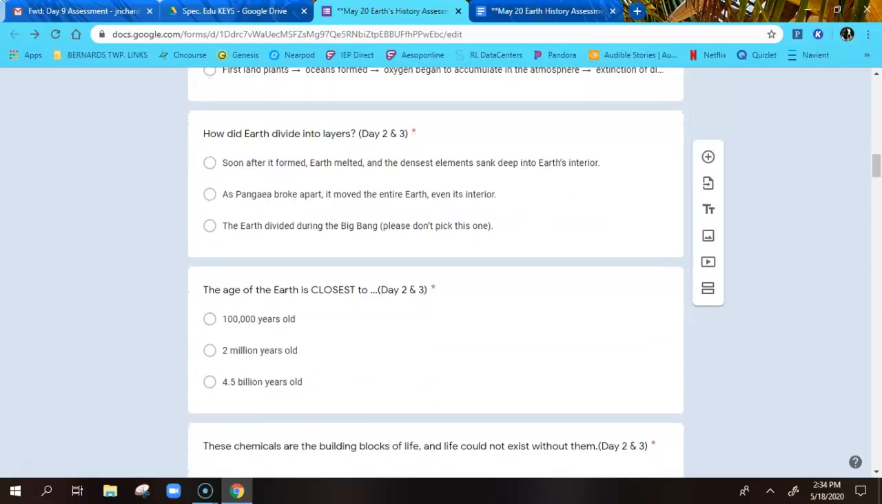Number 2, how did the Earth divide into layers? This is from your day 2 and 3 notes. A, soon after it formed, Earth melted and the densest elements sank deep into Earth's interior. B, as Pangea broke apart and moved the entire Earth, even its interior. Or C, the Earth divided during the Big Bang. Here's a little hint. Don't pick letter C.